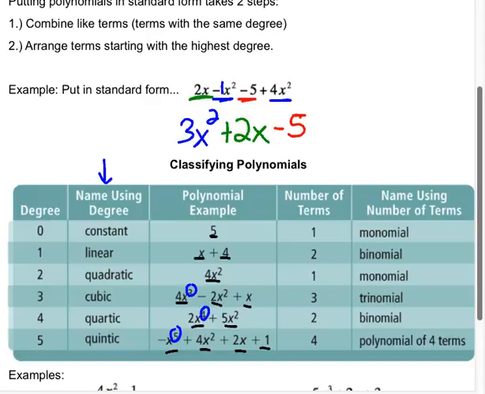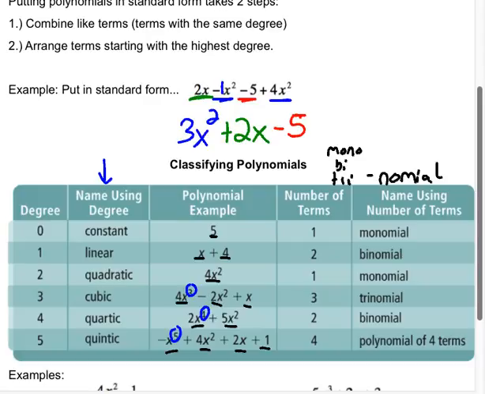So something that I want you to notice is all of these have some prefix and then end in nomial, okay? So monomial, binomial, trinomial. So that's how you name based on number of terms, okay? You always have that nomial, and then you just pick the proper prefix, mono, bi, tri, or if you get above that, then you just start naming how many terms they have.